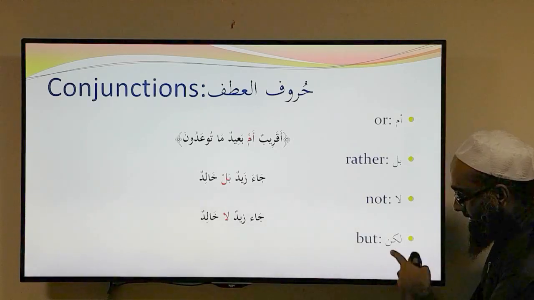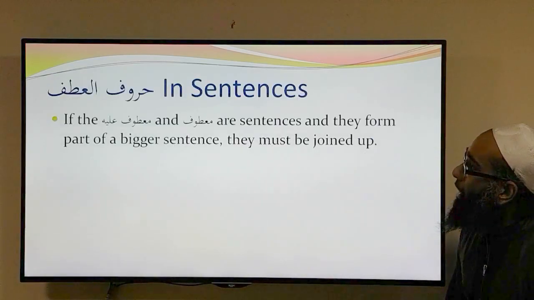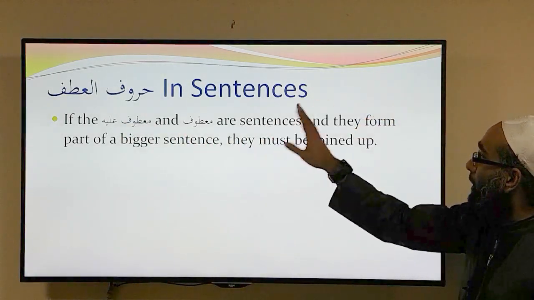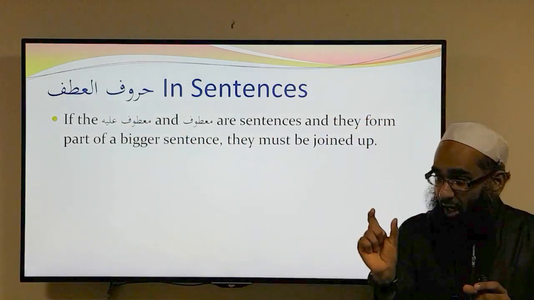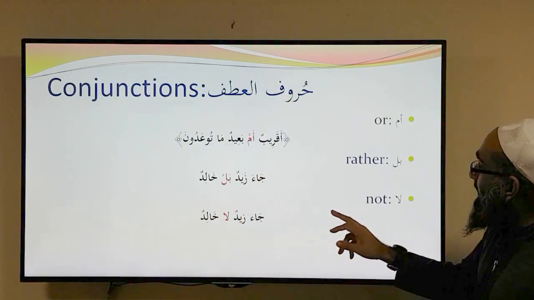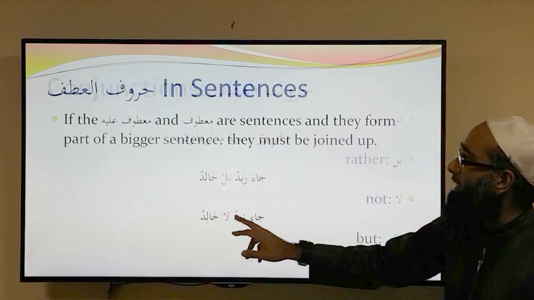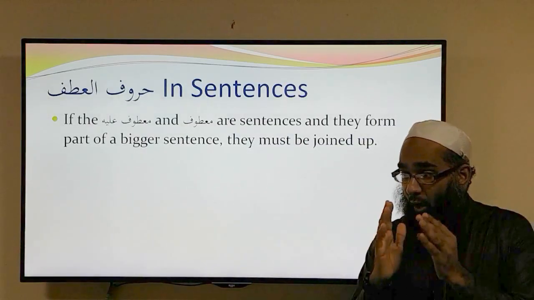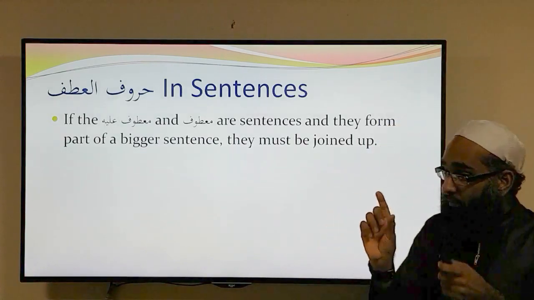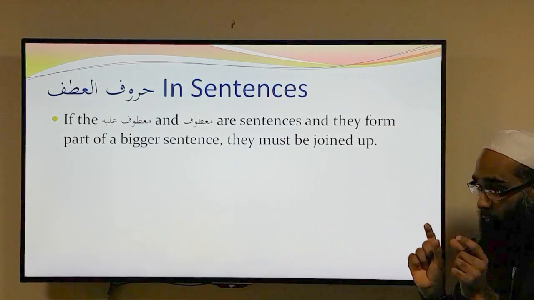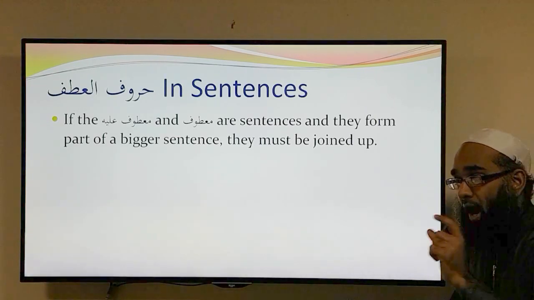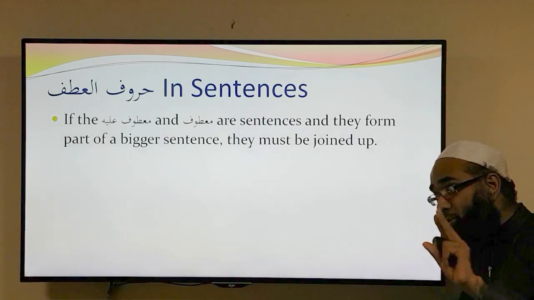And you get lakin. Lakin will come up later on. Okay, so if the ma'tuf alayh and ma'tuf are sentences. What we discussed previously was that the ma'tuf alayh and ma'tuf, in all of these examples, were single words. But if you have a wow, or any of the other particles, fa, thumma, they are not single words, but what are they instead? Between two sentences. The wow, or the fa, the thumma, any of these come between two sentences.